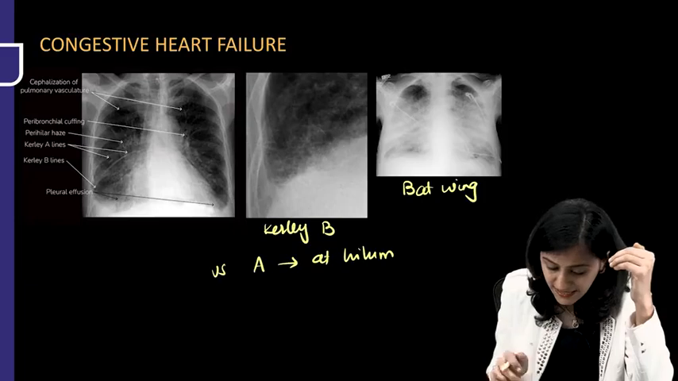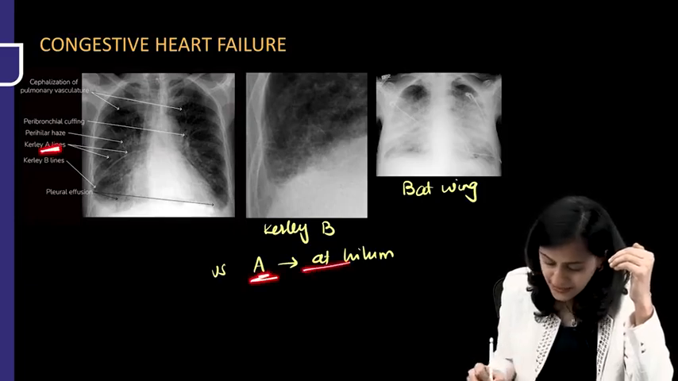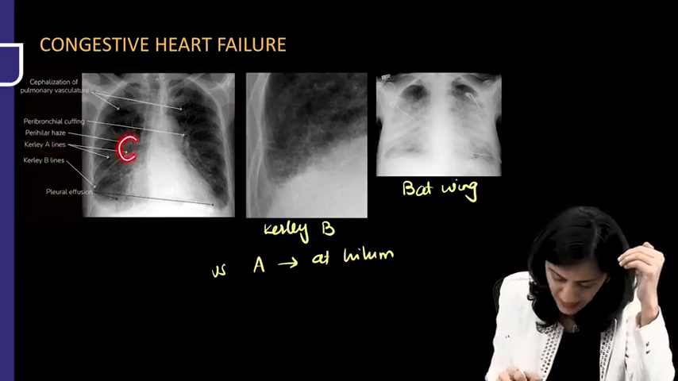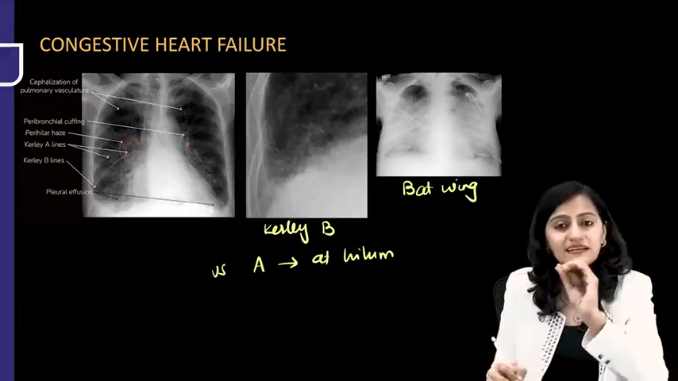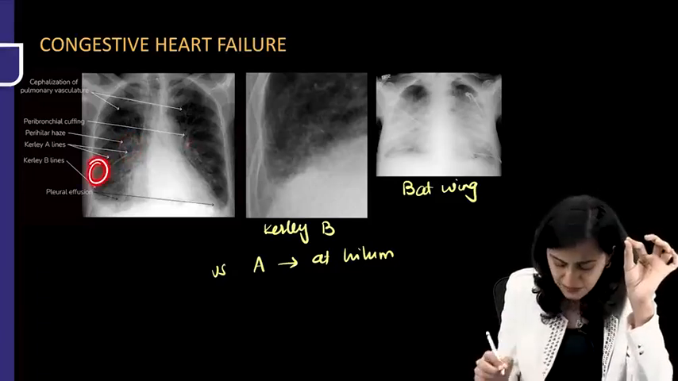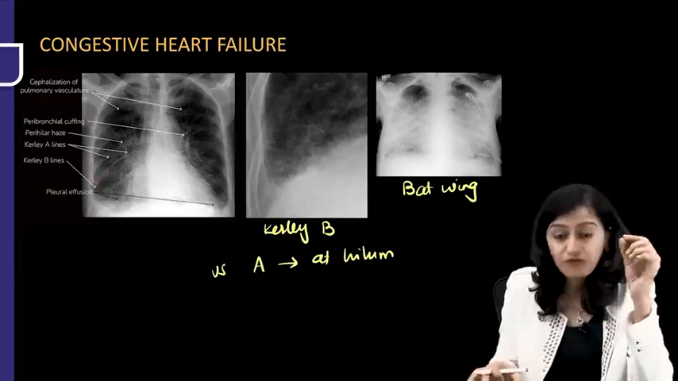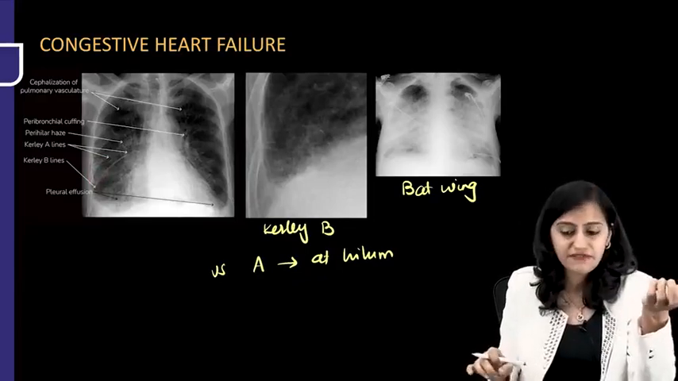Where are the curly A lines? They are present at the hilum. Curly A lines would be at the hilum. B lines would be at the base. Okay. And there would be cardiomegaly because the heart is failing.